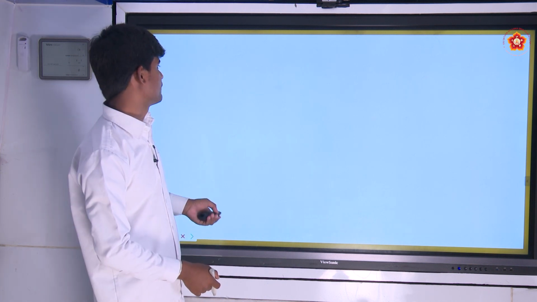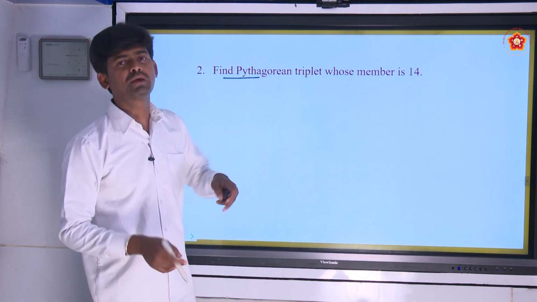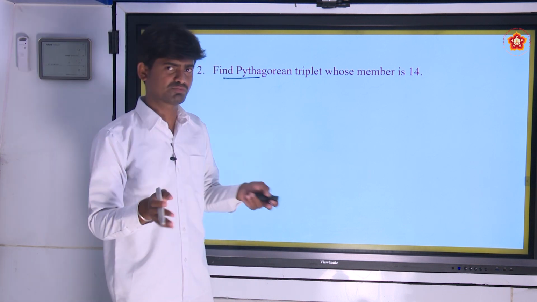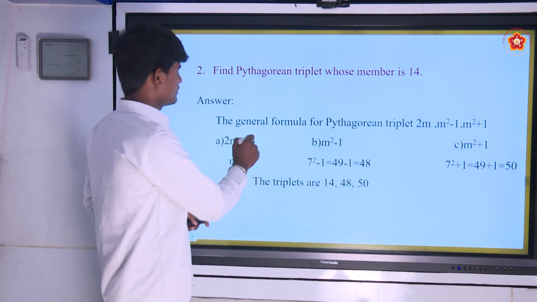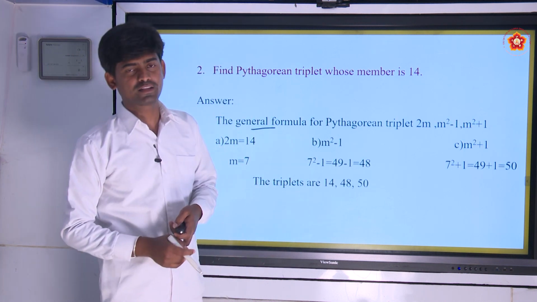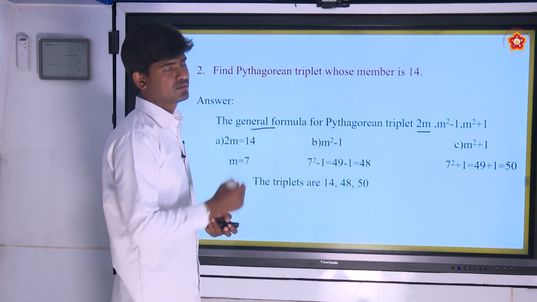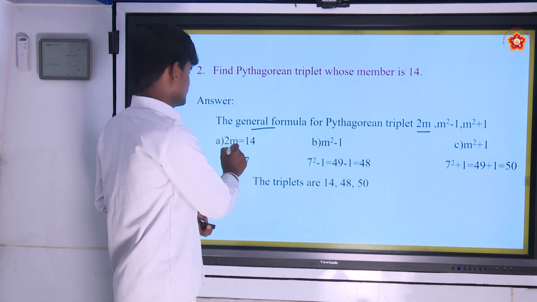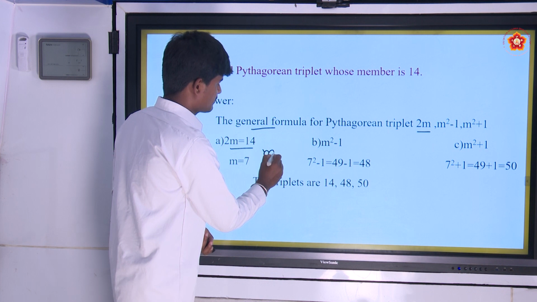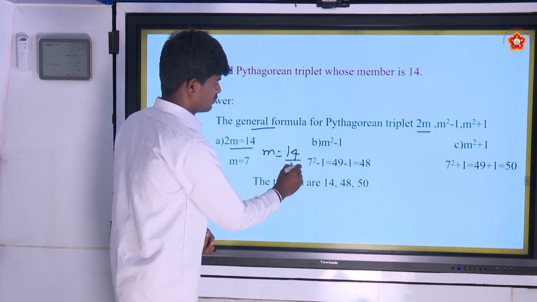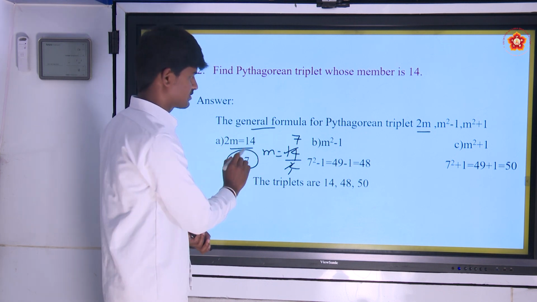Here is another example. Find the Pythagorean triplet whose member is 14. It is not the smallest member, just a member. Answer: the general formula for the Pythagorean triplet is 2m, m square minus 1, m square plus 1. 2m is equal to 14, because we do not know the value of m. So m is equal to 14 divided by 2, which is 7.